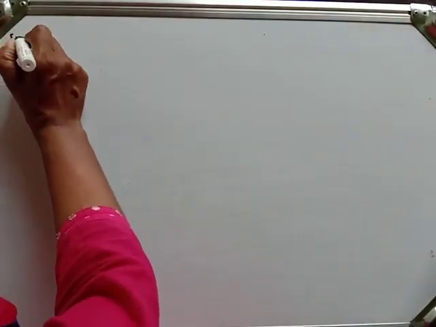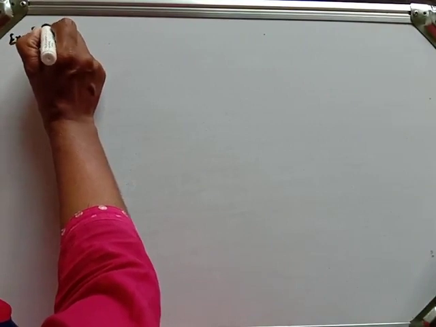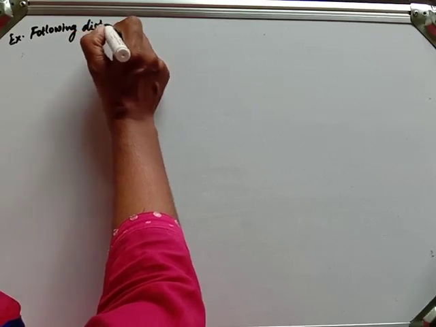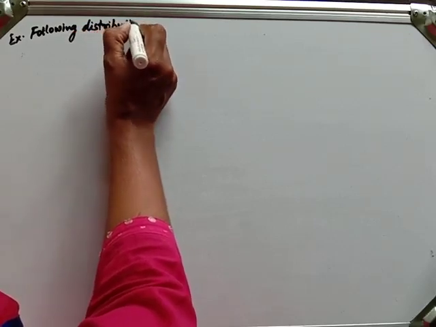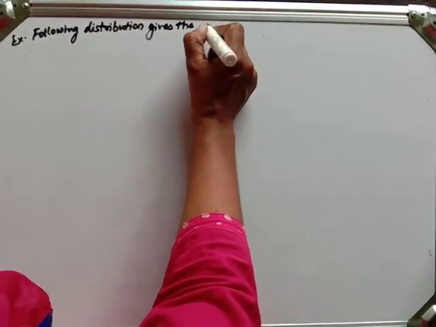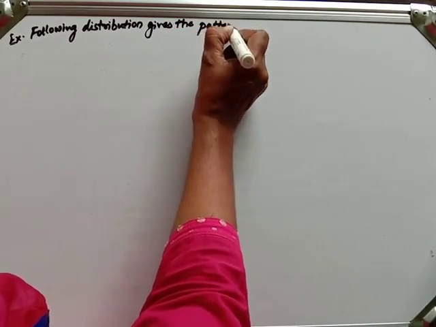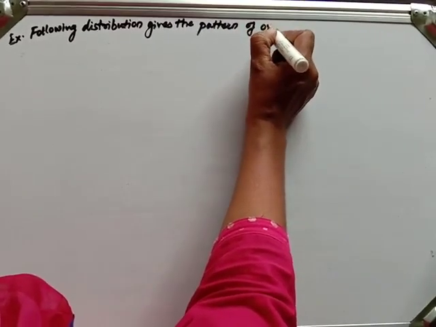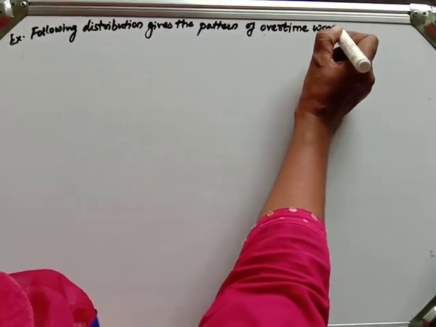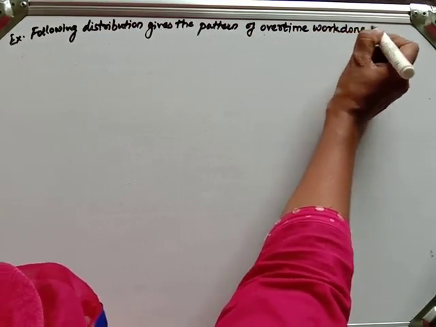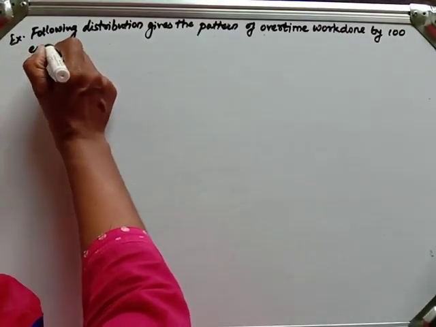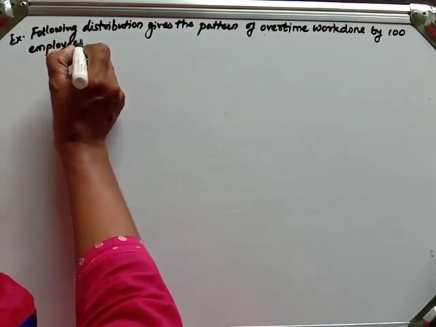Next example. The following distribution gives the pattern of overtime work done by 100 employees of a company.